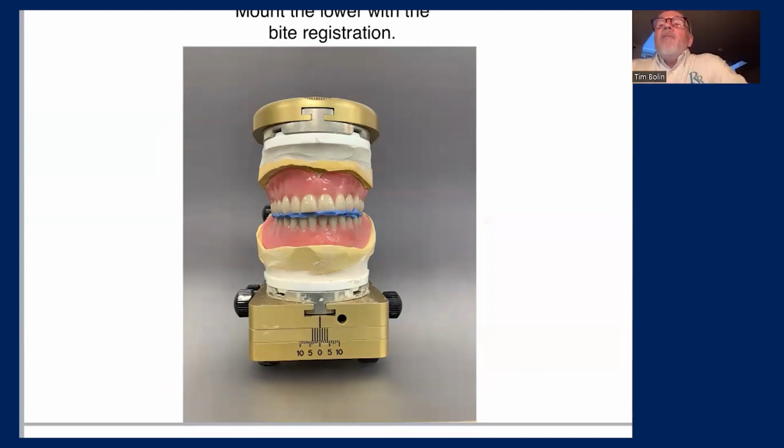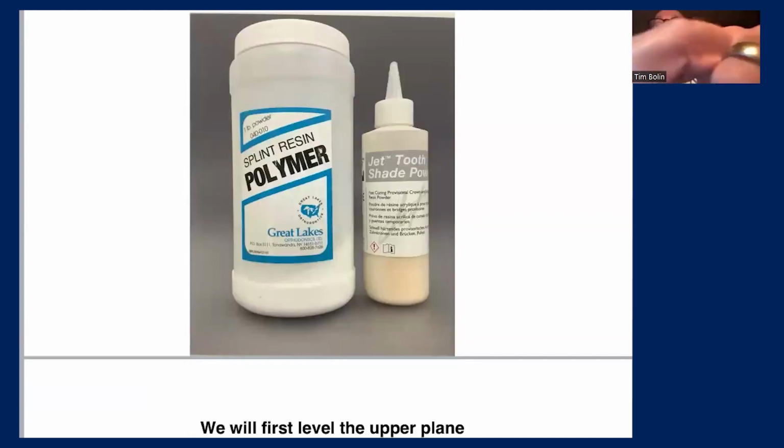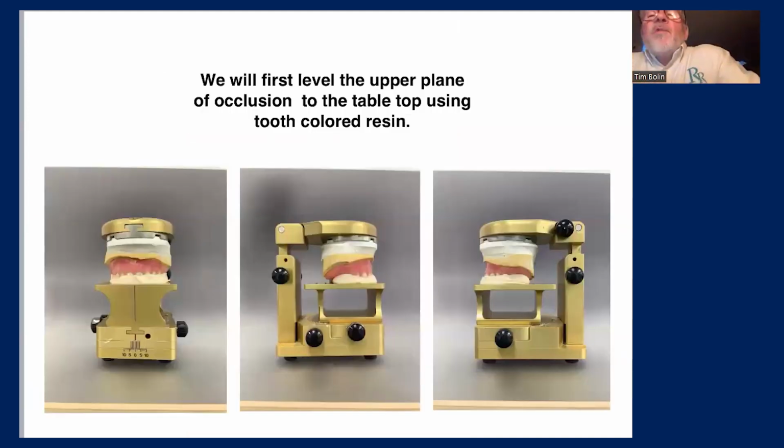And then to level out the upper table relative to the HIP plane, we can use either a tooth-colored resin or ortho resin. In this case, we elected to just use a tooth-colored material. So we start out by placing copious amounts of petroleum jelly on the top of the table, wrapping the upper with our tooth-colored resin, closing it down, and processing that.